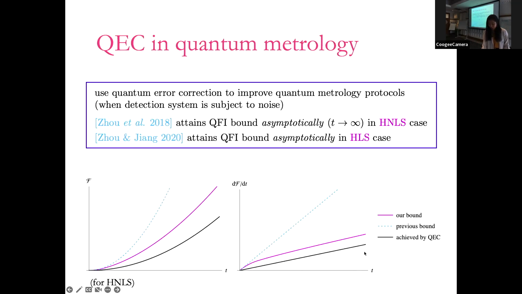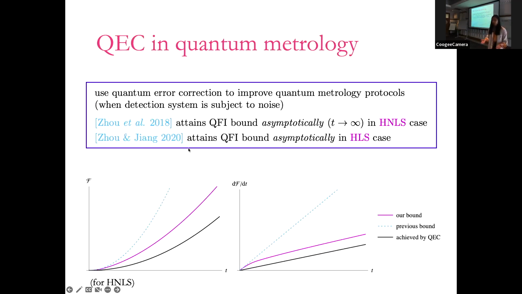This is perhaps more obvious if you look at the second plot, which plots the time derivative of the QFI. Note that the black line doesn't match the previous bound, the one in blue, but in the paper, they only sought out to demonstrate that T-squared scaling is achievable. But it turns out that, by analyzing the QFI that they achieve further, the constant prefactor they get actually exactly matches our bound. And similarly, the second paper by Zhou and Zhang attains the QFI bound asymptotically for the HLS case with the right constant prefactor.